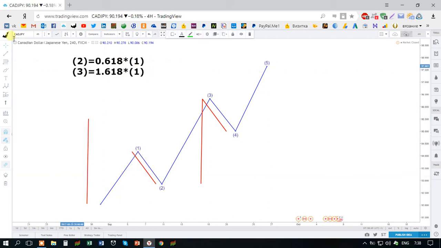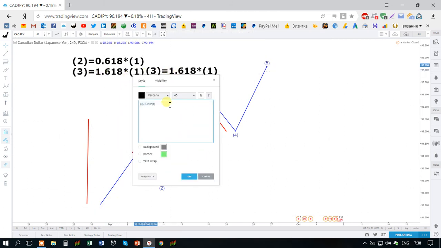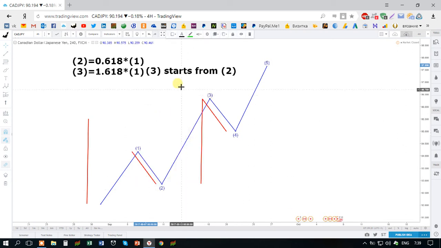And here we should also add the description. This is only the distance of wave 3. This is the distance from 2 to 3. It's not the 1.618 extension, it is the distance of that. Okay. Wave 3 starts from 2. Agree? Agree. 3 starts from 2.